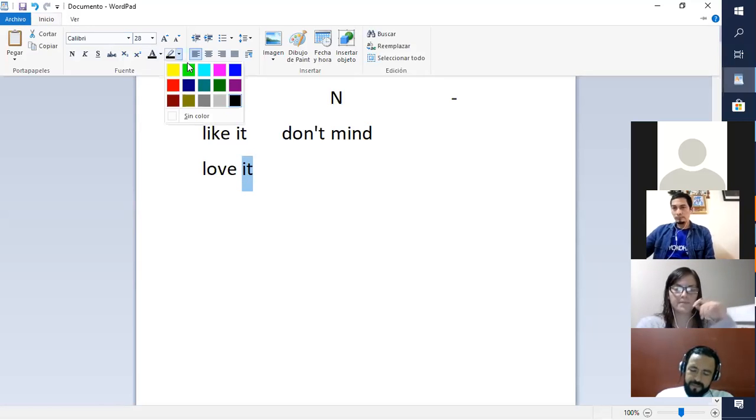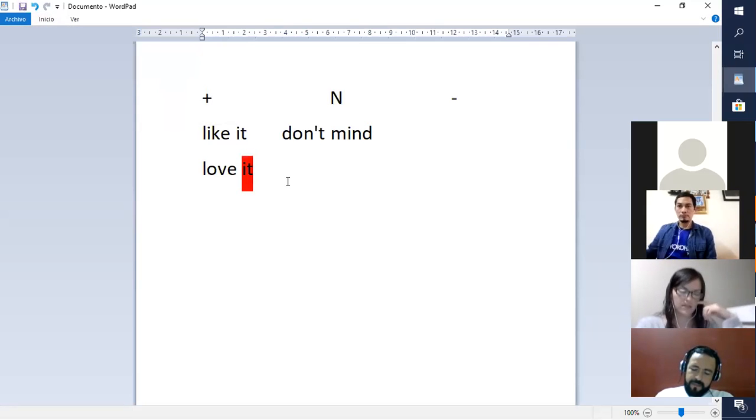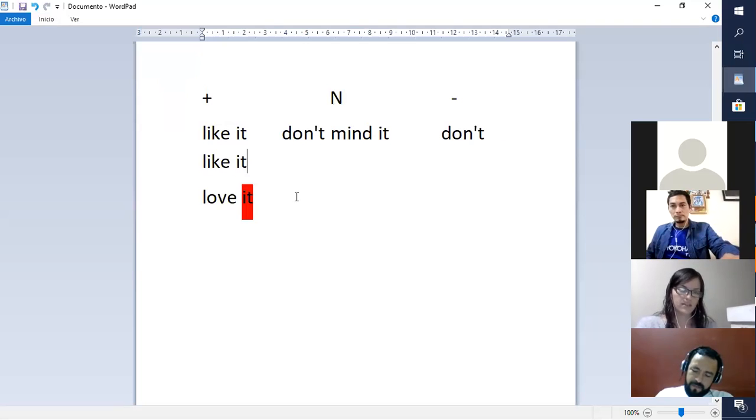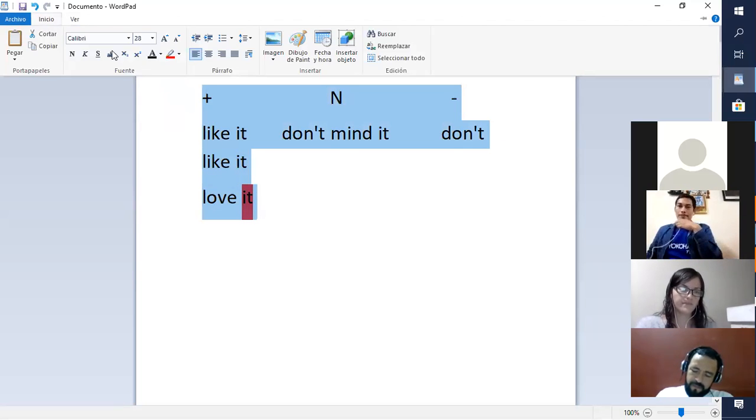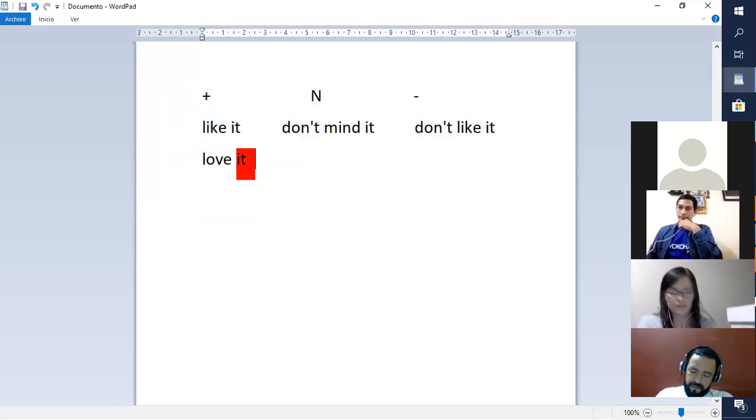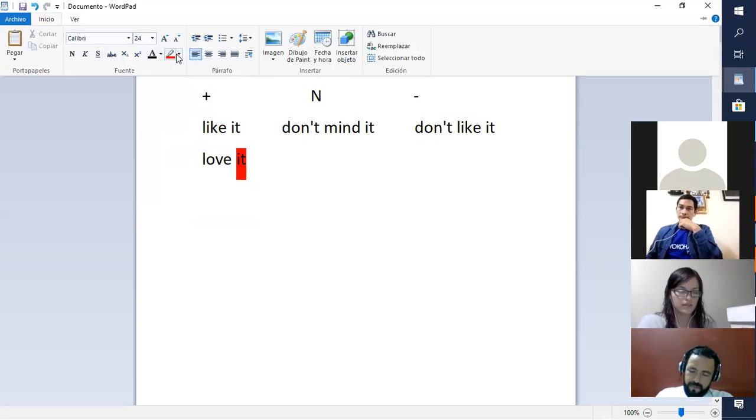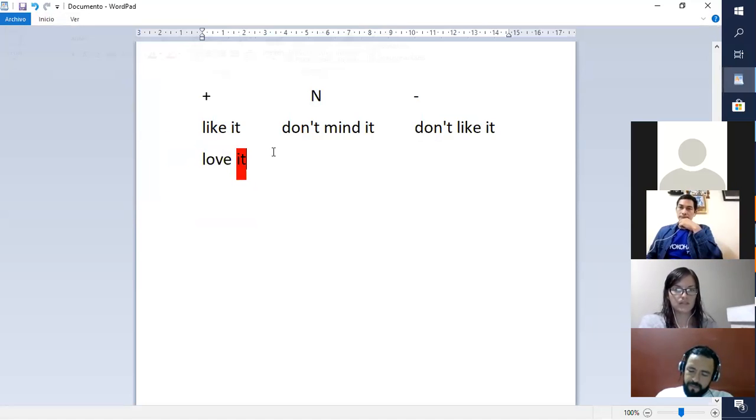So don't forget about this, because we don't use it in Spanish, but you need it in English, right? So this is super important. I'm going to put it in red. Okay. So I don't mind it, love it, negative? I don't like it. I can't stand it. Connect all those S's, please. So you say, can't stand it.